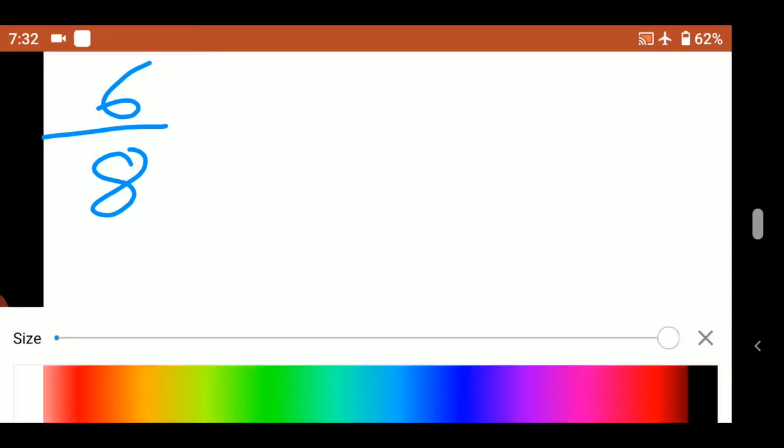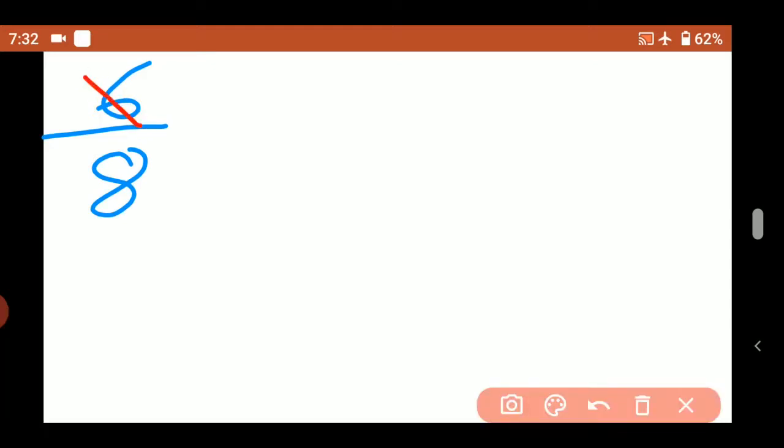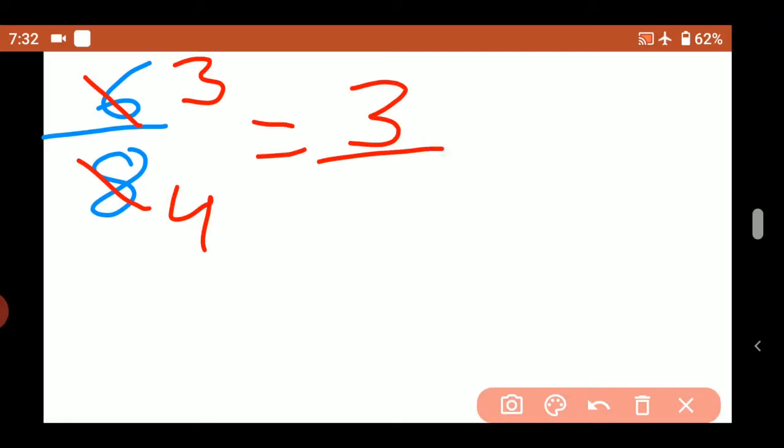Let me do one more number for you. Say if you have 6 by 8. Now in this case, if you see, this 6 by 8 is not in its lowest term. So why don't you convert it to lowest term so that it makes your work easy. So if I cancel it out, 2 3s are 6, 2 4s are 8. So I got 3 by 4. Now we had solved 3 by 4 and converted it into decimals. So you can do the same way. So because you reduced it to the lowest term, this made your work easy.